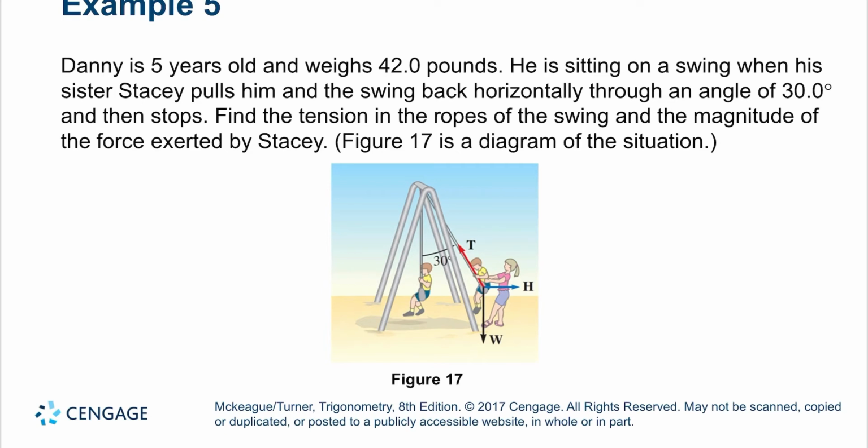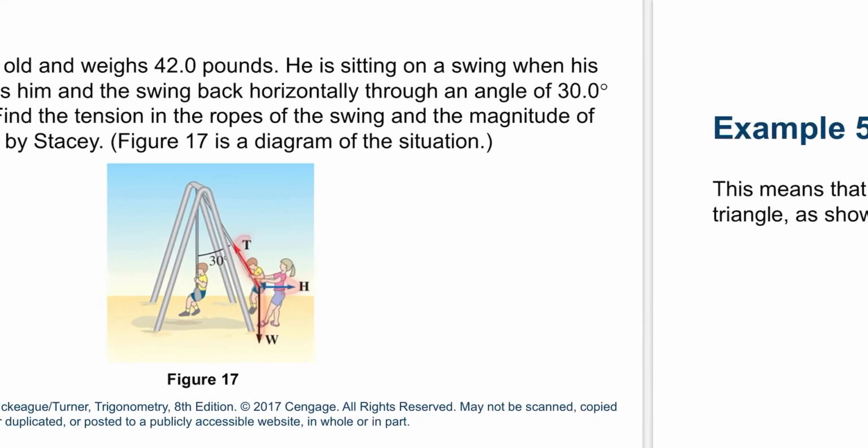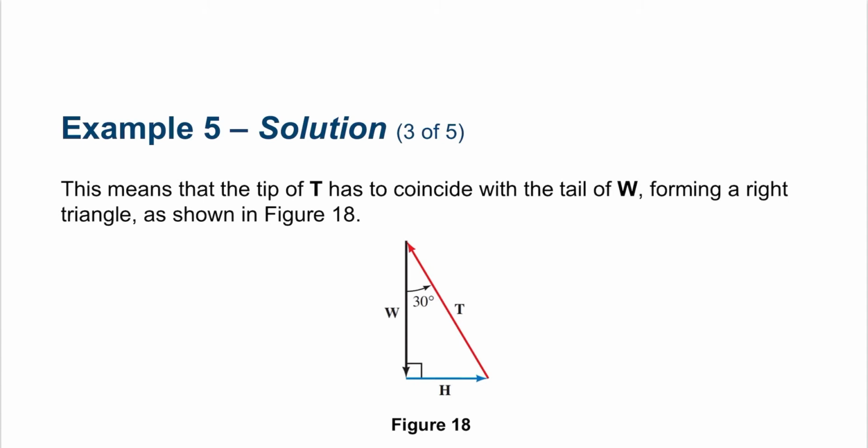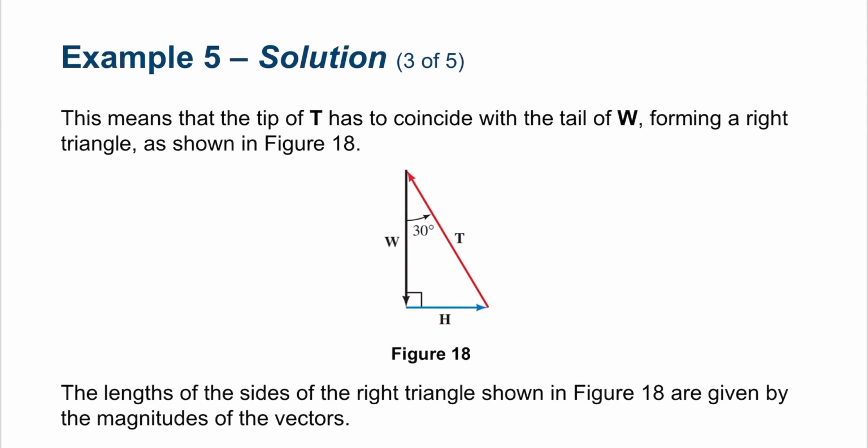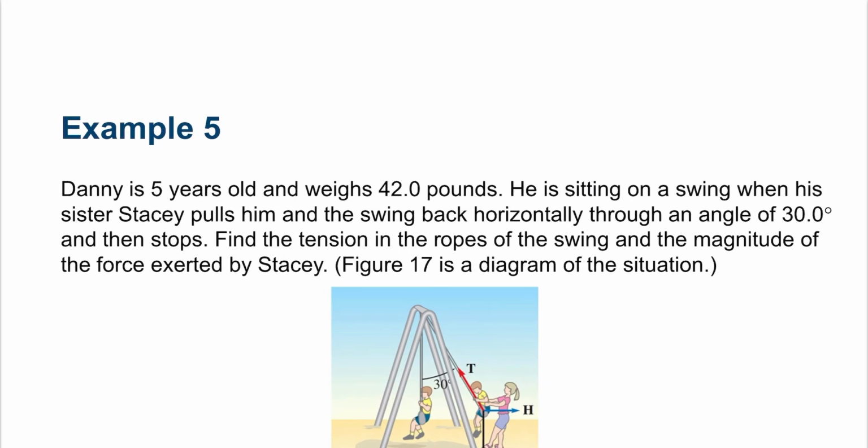All right, so let's see. We can actually draw a triangle here, a right triangle. Here's a tension of the rope. This is a horizontal force, and then the weight would be that arrow there. So we can reconfigure these vectors in this fashion. There's tension on the chain that's going in this direction. The weight is going in this direction, and Stacy's pulling her brother in that direction. So we want to find the tension in the chain first, or the rope, whatever it is.